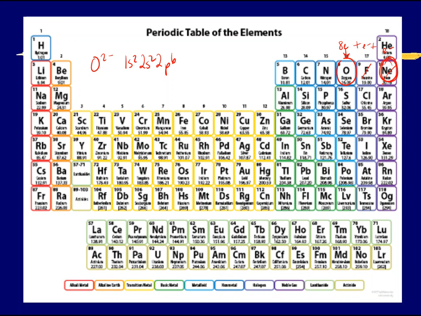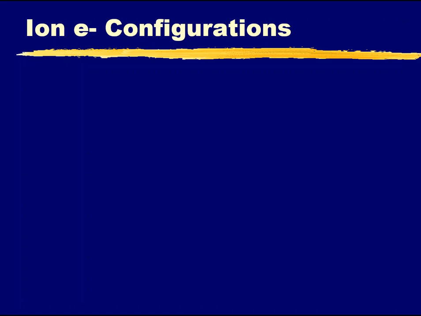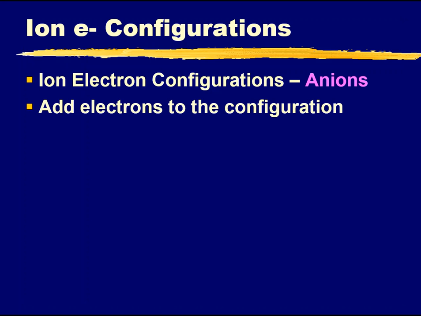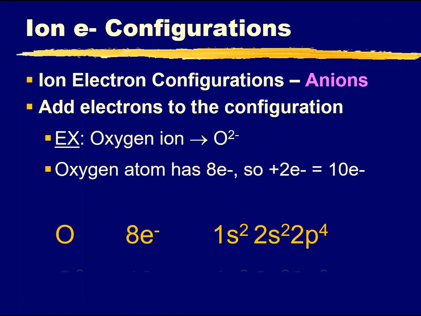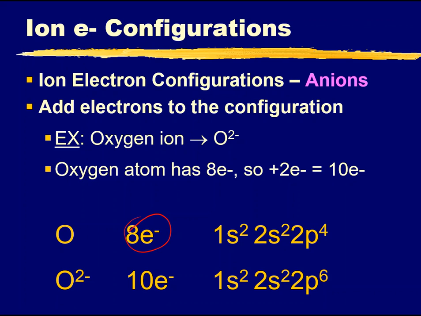But because we're adding 2 electrons, we're going to add 2 more to fill up that 6 in the 2p. So the anion part is easier because all you do is add. Looking here, a comparison of the oxygen atom versus the oxide ion: you have 8 electrons versus 10 electrons. Just add 2 more to your configuration. That's a pretty easy thing to do.